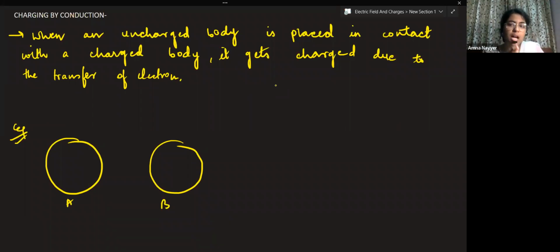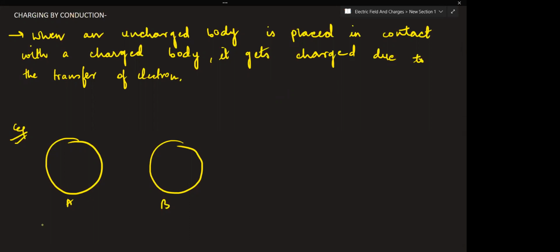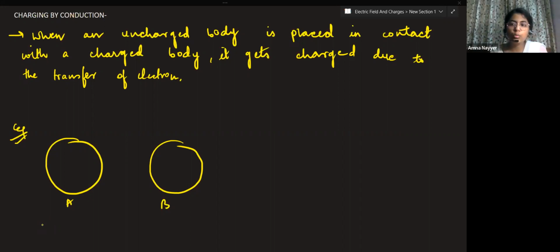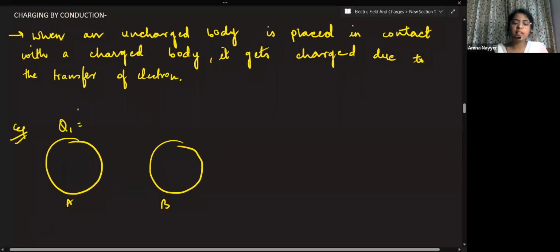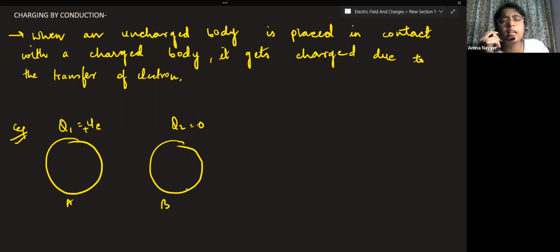Now, if two objects are equal in size, or you can say identical, then you should remember how the transfer of electrons occurs. Whenever two bodies are identical, the charge also gets divided equally. Like if object A has +4e charge, and this one is neutral, and both are identical, you can consider it in terms of mass or size, means both are the same.